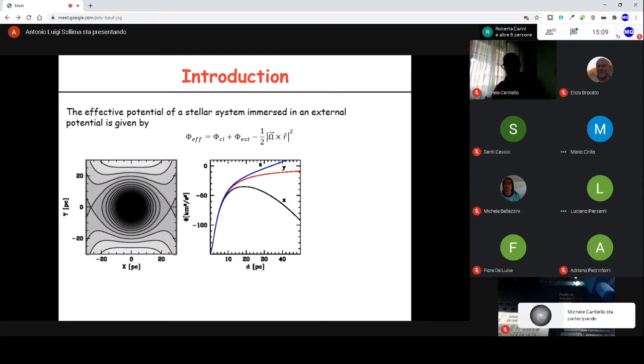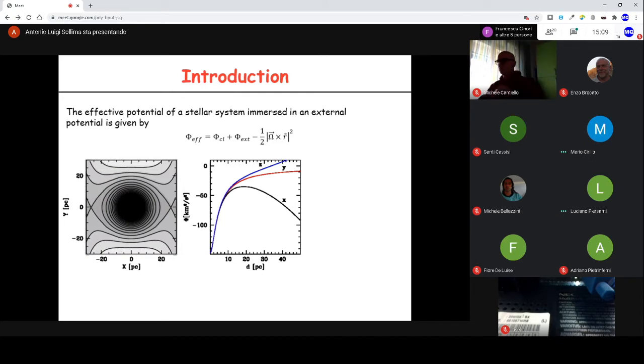So the x direction is the one directed toward the galactic center. And here you can see that there is a local maximum, which is located at a distance called the Jacobi radius, and corresponds to the distance of the first and the second Lagrange points of the potential. Then along the y direction, which is orthogonal to the x direction but inside the orbital plane, the potential profile is the same as if the cluster were isolated.